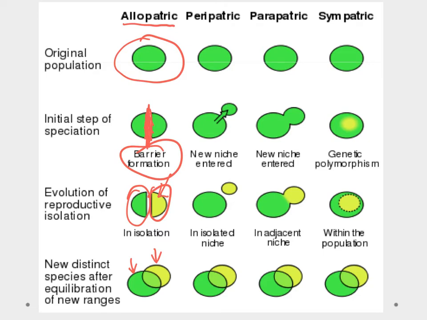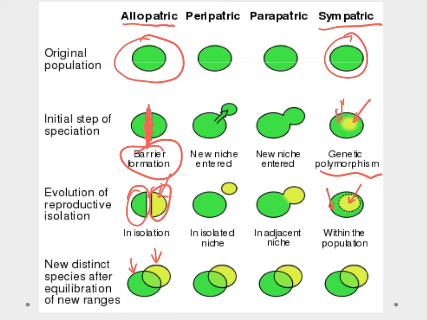Now, the opposite of that would be sympatric. And sympatric, again, we start here, but notice here, we have genetic polymorphism. What that means is two distinctly different variants. And over time, there's no separation between the two. We have our two different populations there, but they're in the same location. There's just some kind of selective pressure on these individuals that makes them choose there as opposed to here.